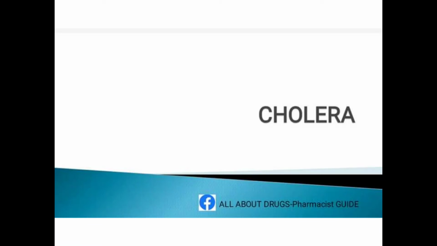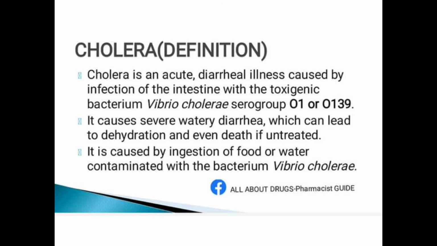The topic of our today's discussion is cholera. Cholera definition. Cholera is an acute diarrheal illness caused by infection of the intestine with toxigenic bacterium Vibrio cholerae serogroup O1 or O139. It causes severe watery diarrhea which can lead to dehydration and even death if untreated. It is caused by ingestion of food or water contaminated with the bacterium Vibrio cholerae.